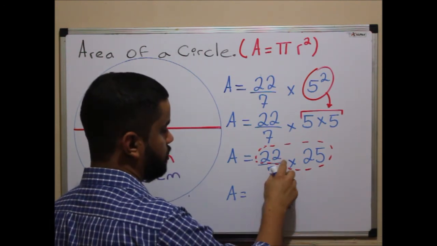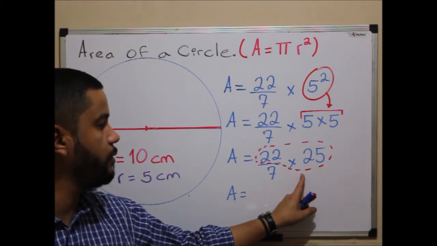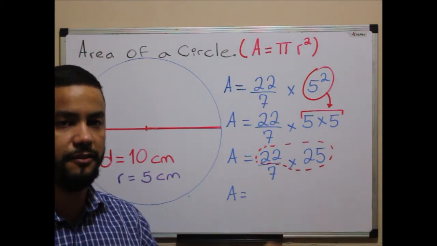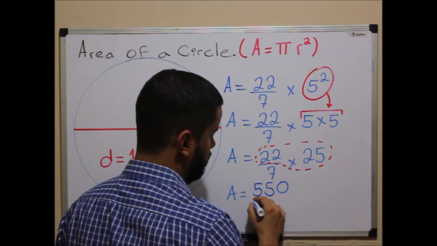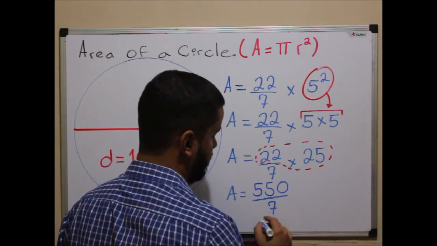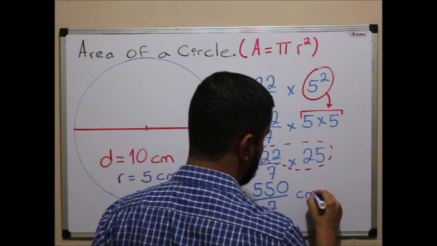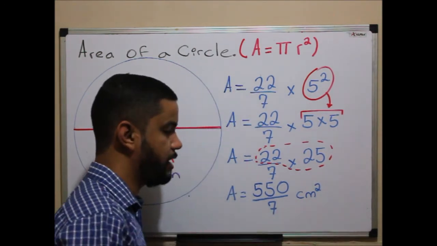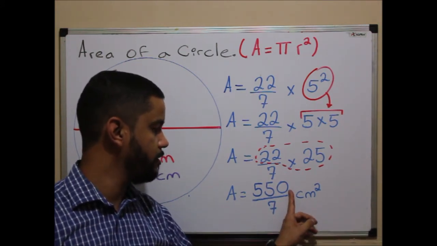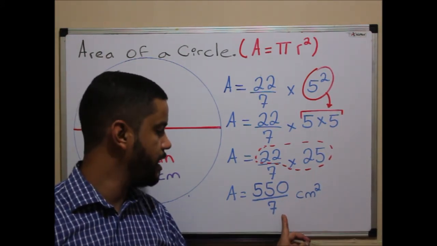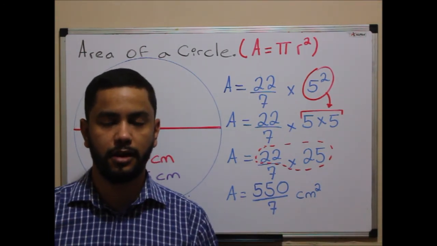So 22 times 25 will be equal to, you can do it with a calculator, 550. So we're going to write here 550 over 7 centimeters squared, like that. We can't simplify that because our numerator ends in 0 and the denominator is 7, so they don't have a common divisor.